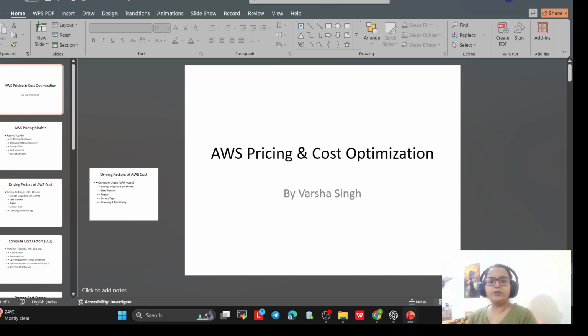So today we are going to learn about AWS pricing and cost optimization. If you are an AWS DevOps engineer, you know very well this topic is very important. If you add this point in your CV, your chance of getting selected will increase by 10 to 20%.